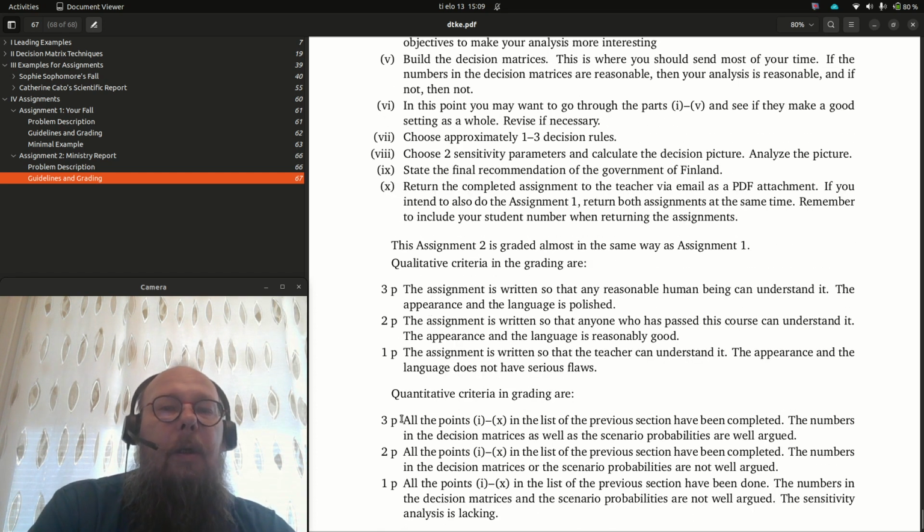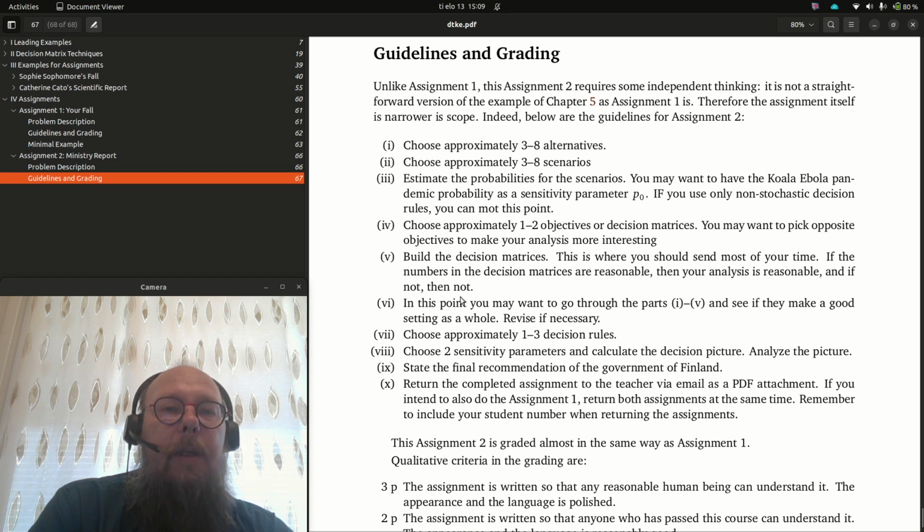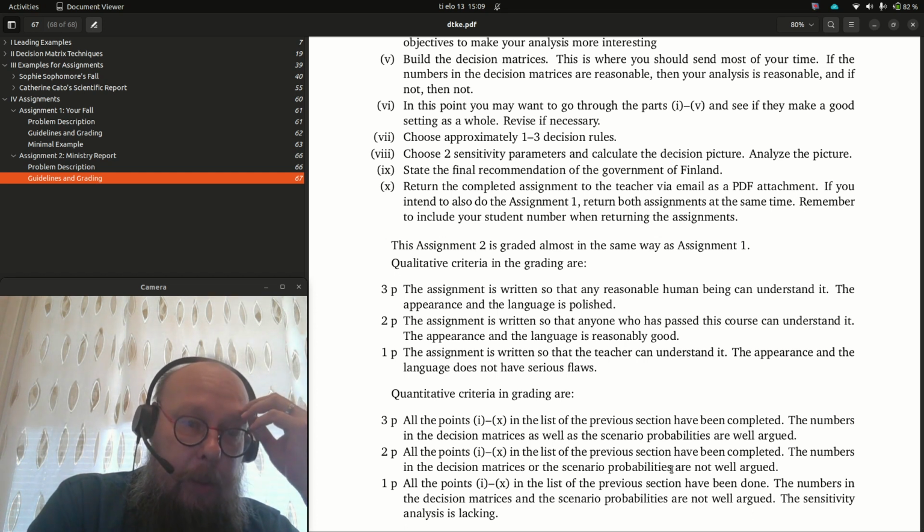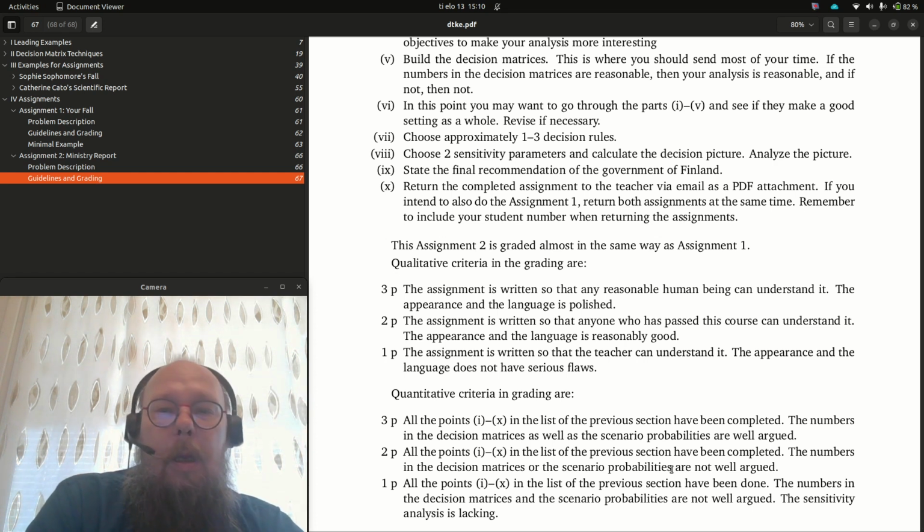And then we have the quantitative criteria, the grading, that it's related to this 10-point list. So 3 points, all the points have been completed, the numbers and decision matrices as well. The scenario probabilities are well argued, so you argue why they are what they are. 2 points, all the points have been done, so all the points for every quantitative criteria have to be fulfilled, and the numbers, the decision matrix, and the scenario probabilities are not well argued. So this is where you can just state them without any reason why they are what they are. And then 1 point, so you have done all these points. The numbers and decision matrix and scenarios are not well argued, so they can just be stated.